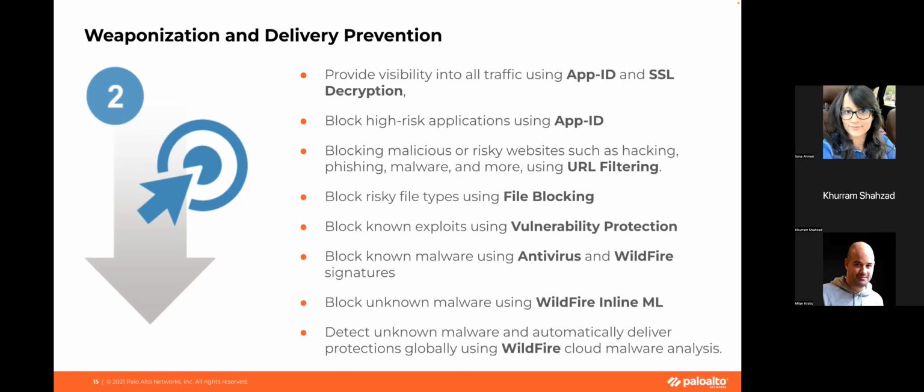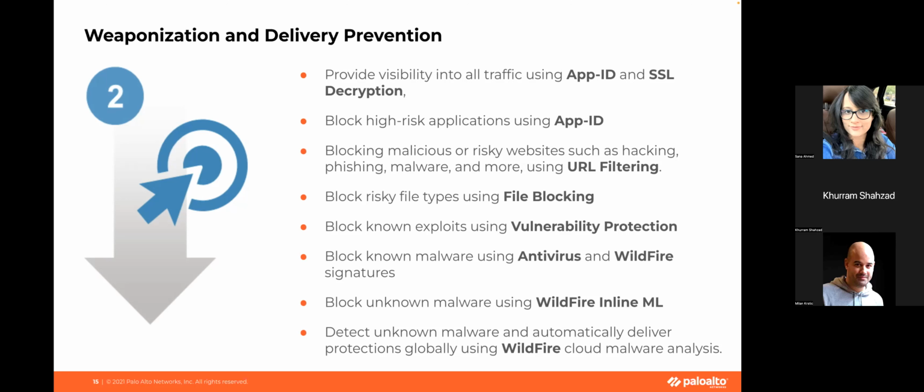So how do we stop this? This is really a multi-layered approach. The first thing is visibility. We need to provide visibility into all the traffic, and we can do this using App ID and SSL decryption. App ID will look at network traffic regardless of the port and try to recognize which application is being used based on the patterns of traffic. However, if the traffic is encrypted, the App ID cannot see through encryption. That's the whole purpose of encryption. That said, we do have SSL decryption feature, which we should use to gain visibility into encrypted traffic.